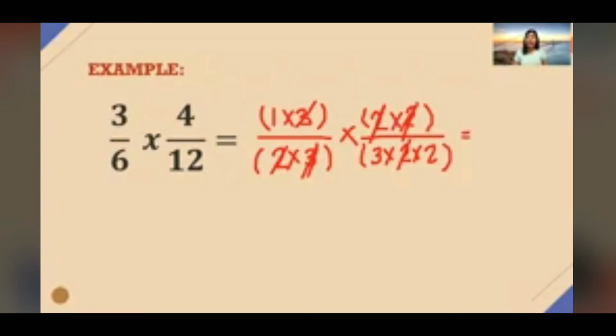So, since na-cancel na natin sila, ang i-multiply na lang natin ay yung natira. So, 1. Wala nang natira, so 1 na lang siya. We will just copy it. And then here we got 2 left. So 3 times 2 is 6. So we got the same answer, and that is 1, 6.